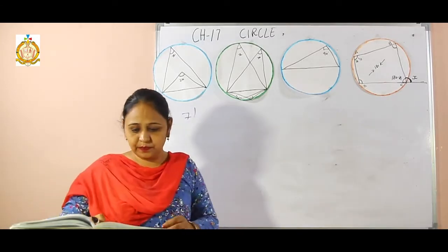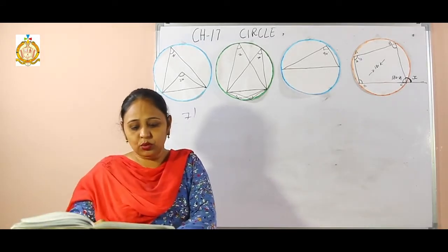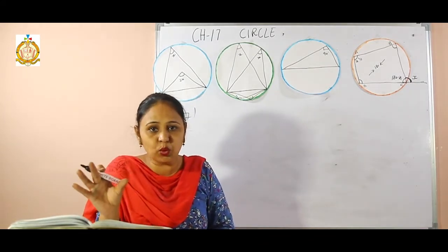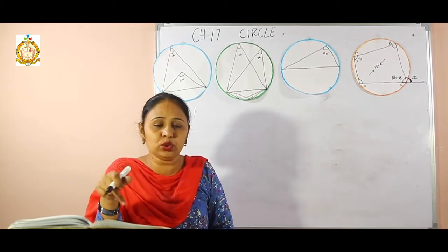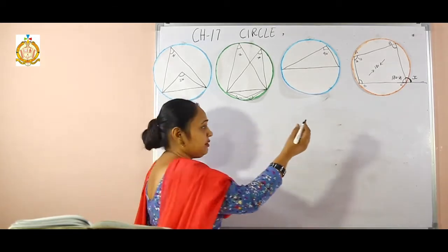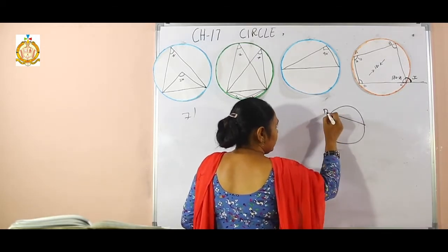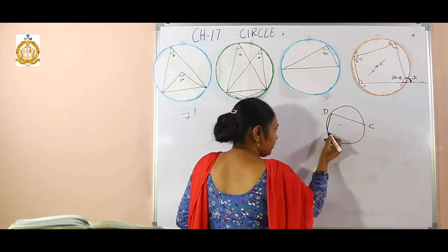In sum number 7, in the given figure below, there is a cyclic quadrilateral. First I see the cyclic quadrilateral: 4 points lie on the circle. Now there is given like this one, a circle. This is DC.